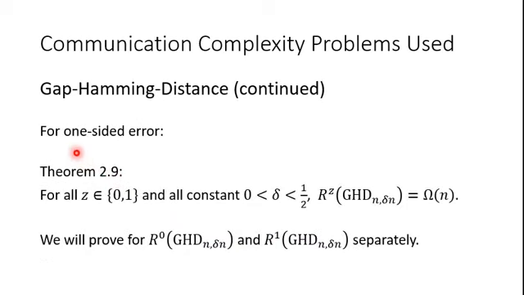For the one-sided error, we'll actually see and prove Theorem 2.9. For every z in {0, 1} and every constant delta between 0 and a half, the communication cost that makes errors only on z of GHD(n, delta n) is Omega(n). We'll actually prove this for the communication cost that makes errors only on 0, and also for the communication cost that makes errors only on 1, separately, and we'll use these lower bounds in different cases later on.